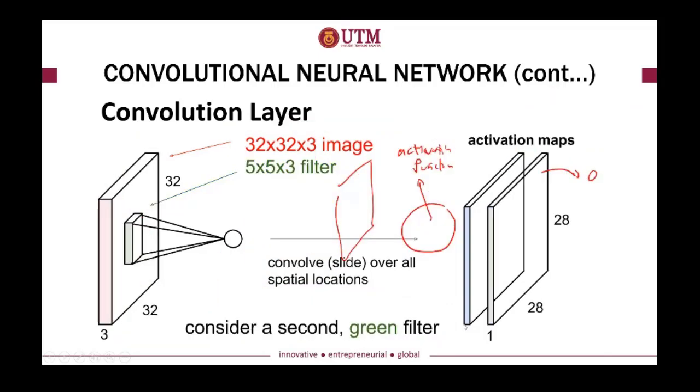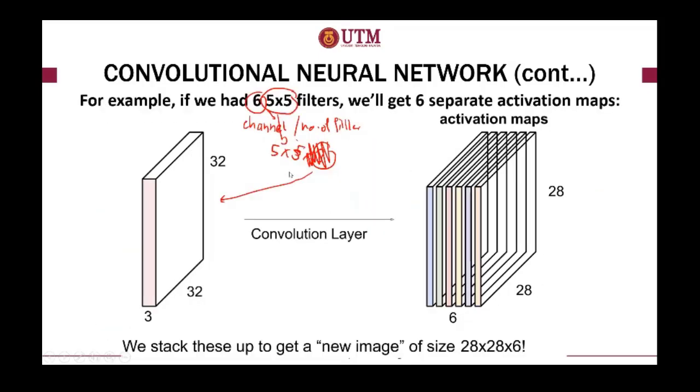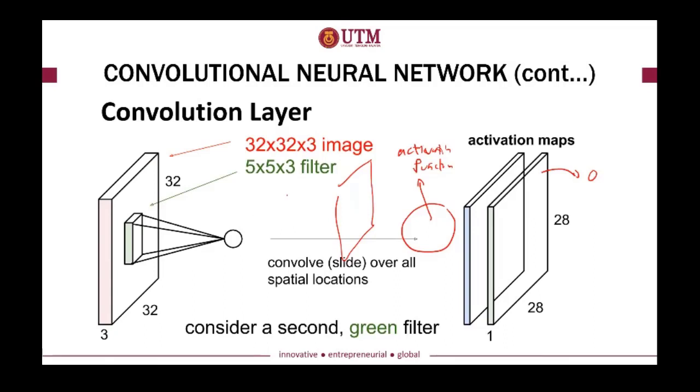Let's imagine you have a second filter, the green one, then you produce another layer. So this is only for the second. How about 10 filters of 5 times 5 times 3? You will end up with 28 times 28, in this case 28 times 28 times 10.